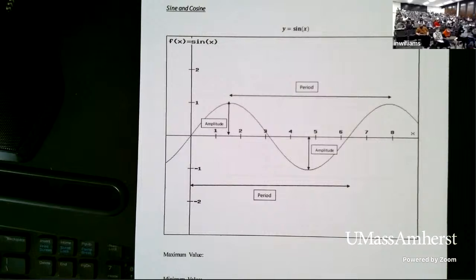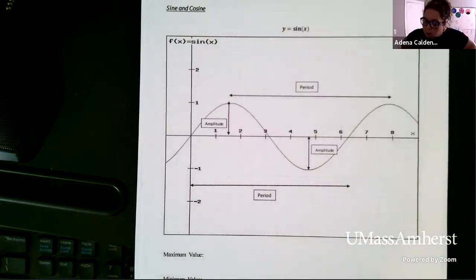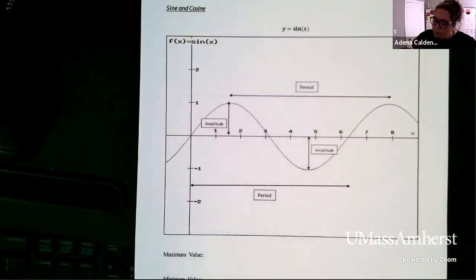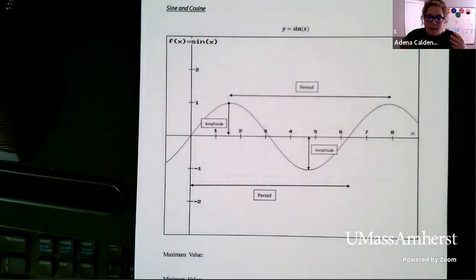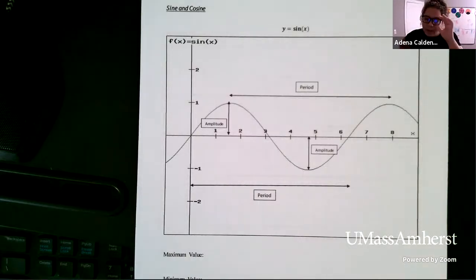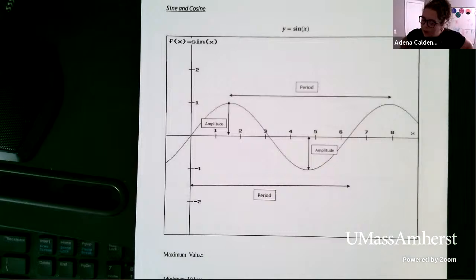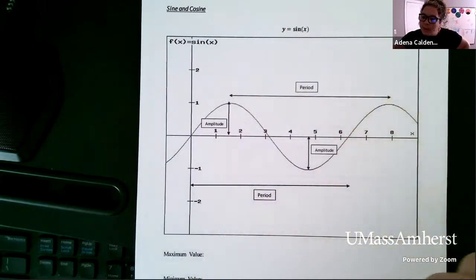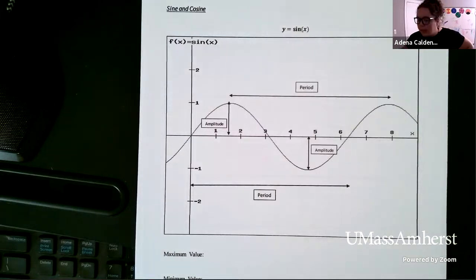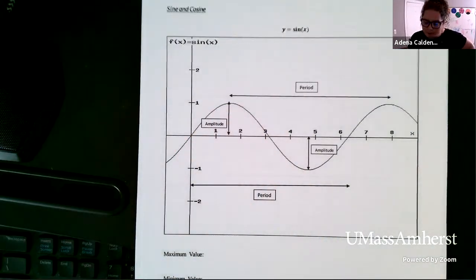Okay, so first let's talk about sine. So we want to talk about both the general characteristics of sine, but also things like the amplitude and period, right? So things that we've been talking about in terms of periodic functions. So sine is a periodic function that goes on forever. So if you were to keep going, it would just keep repeating the same pattern over and over again in both directions forever and ever.